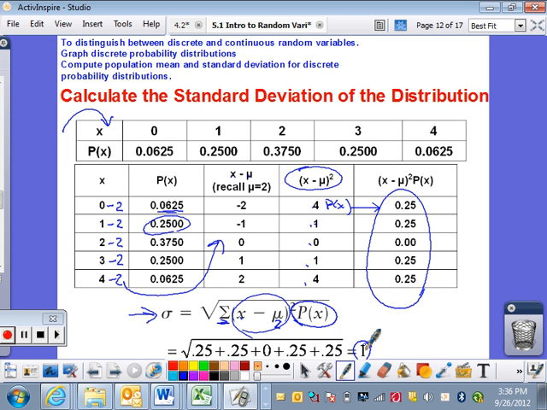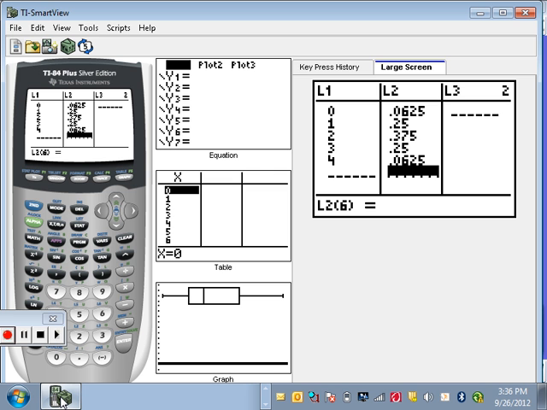Now that is the long way to do it. How else could you do this? I'm going to show you via the calculator. We have done this. This is essentially grouped data. Okay? So if you put your x values in your list 1, and then your probabilities in list 2, type them all in, and then you do the first variable stats, L1, L2.